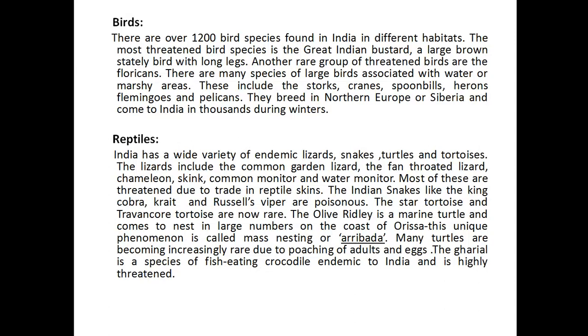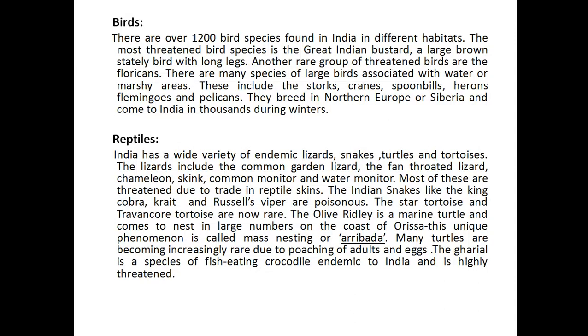The olive ridley is a marine turtle and comes to nest in large numbers on the coast of Orissa. This unique phenomenon is called mass nesting or arribada. So I would want you all to again check arribada on the net. Automatically you will be finding lakhs of olive ridley marine turtles coming to the shores of Orissa for nesting.